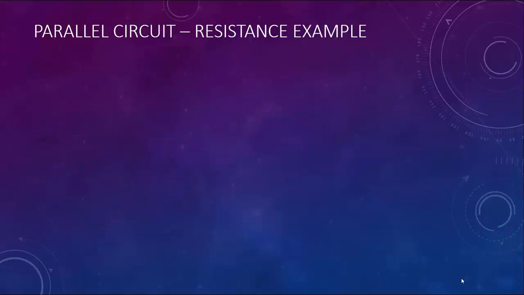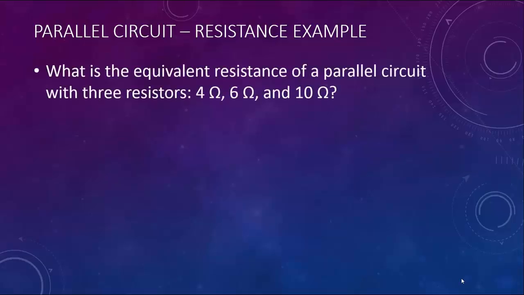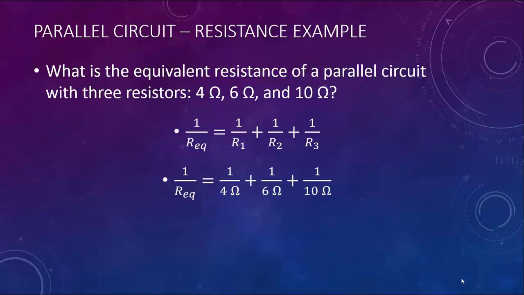Let's take a look at an example of a resistance calculation. I want to point out a common mistake that people make so that you don't make it. What is the equivalent resistance of a parallel circuit with 3 resistors, 4 ohms, 6 ohms, and 10 ohms? Well, we can start with our equation for equivalent resistance in a parallel circuit, and we can plug in our 4, 6, and 10 ohms. If we do the addition on the right, we can find that the reciprocal of the equivalent resistance is 0.52.